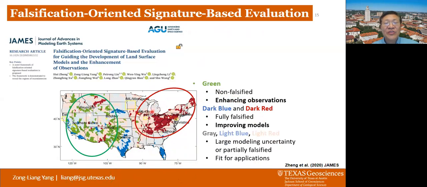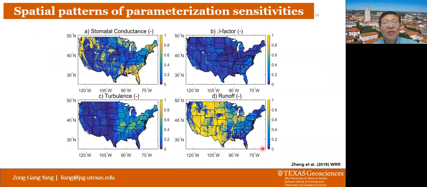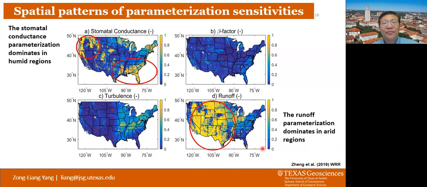And in the Eastern US, also in the southern coastal Gulf of Mexico states, in those regions, the models are not adequate. So we need to focus on improving the models. And elsewhere, the models are partially falsified, indicating they can be adequate or fit for practical applications. I will skip this slide.